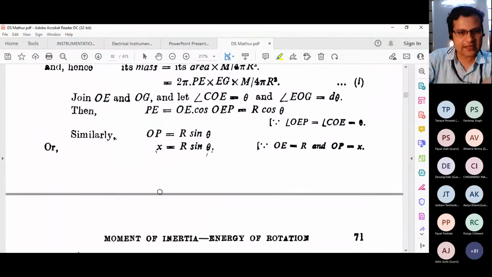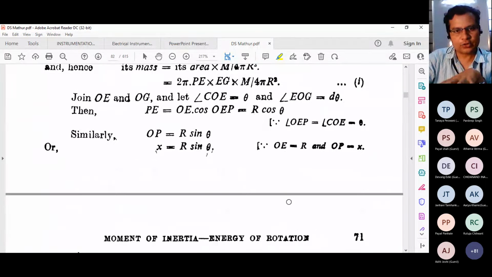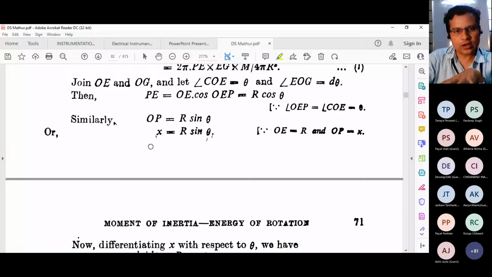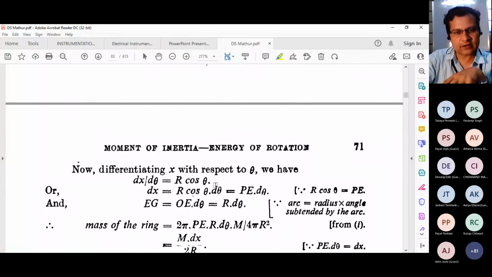So OP is the distance, I put it as x. So x is equal to R sine theta. That's the distance you have. OP is R sine theta, and that becomes x is equal to R sine theta. OE is your R, OP is your x. So this geometry tells you x is equal to R sine theta. You differentiate first order: dx by d theta is R cos theta, and dx is equal to R cos theta d theta.